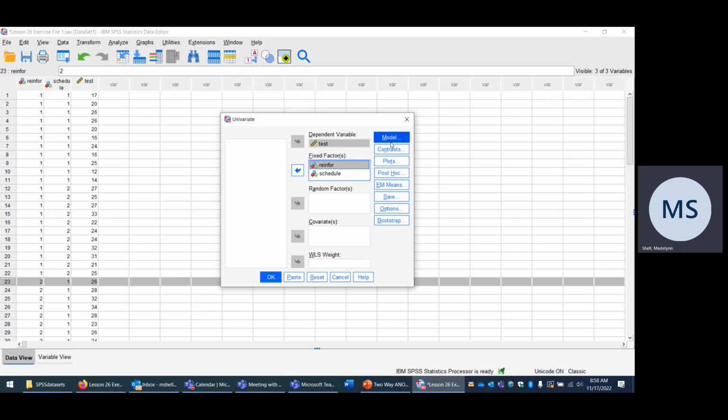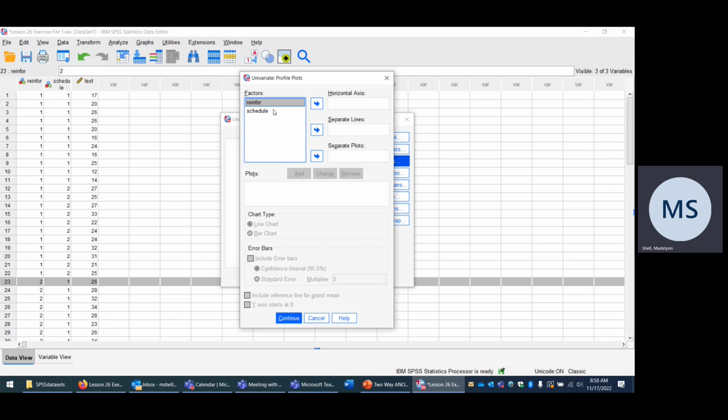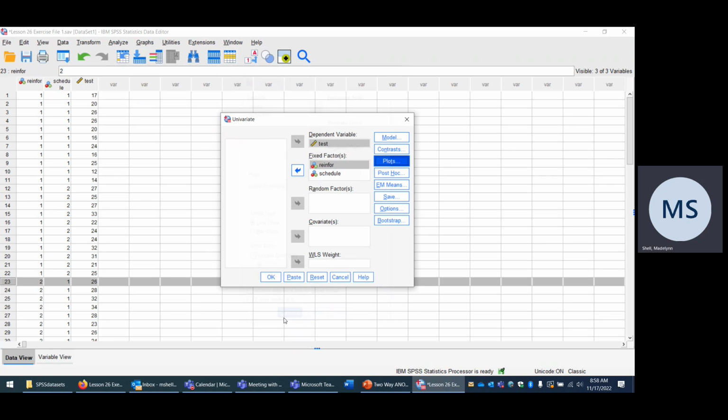So a couple of things we might want to change. We could add a plot. So we talked about graphing things. So we could put the schedule on our horizontal axis, and then let's do reinforcer on our horizontal axis and separate lines for schedule. Let's see what that looks like.